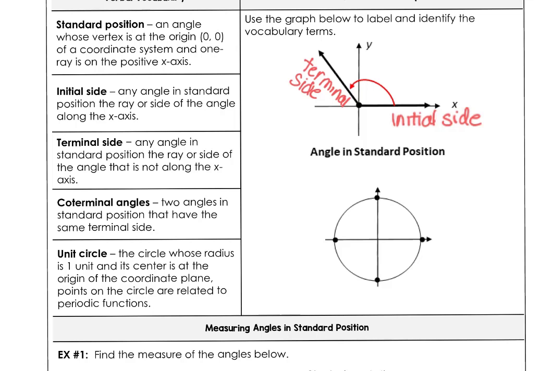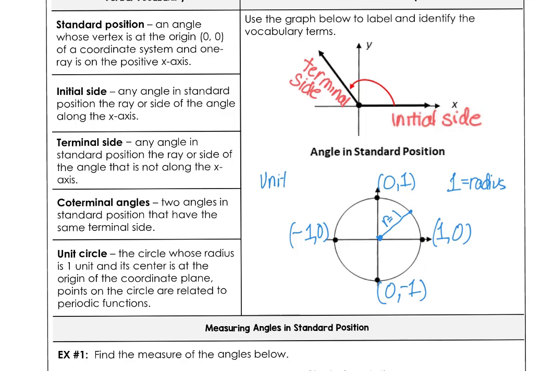Then the unit circle, the definition says that it is the circle whose radius is 1 unit and its center is at the origin of the coordinate plane. So all of our trigonometry is going to be built off of the unit circle concept when we start identifying all the functions, the periodic functions. And notice that the radius of that circle, where it got its name, unit, the radius is 1 unit.